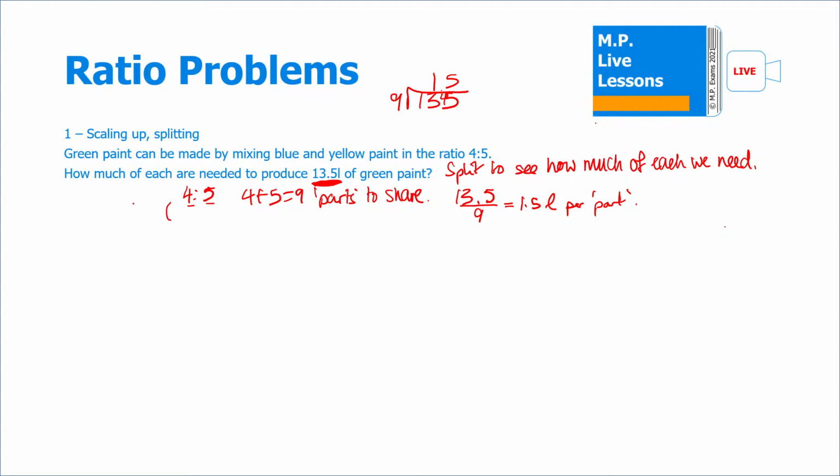And that's what we multiply each side by. And at the end, we get 6 to 7.5. So that means we need 6 litres of blue paint and 7.5 litres of yellow paint.